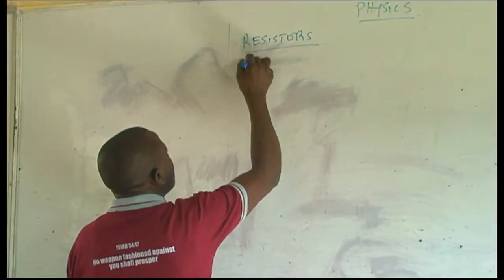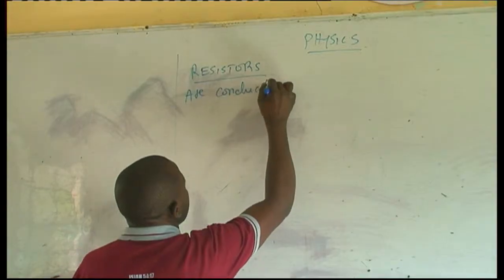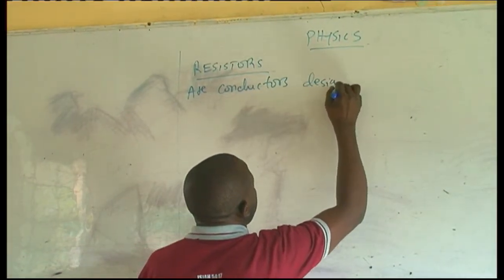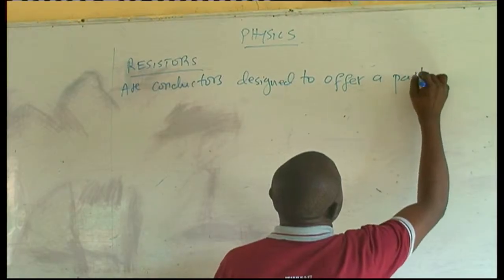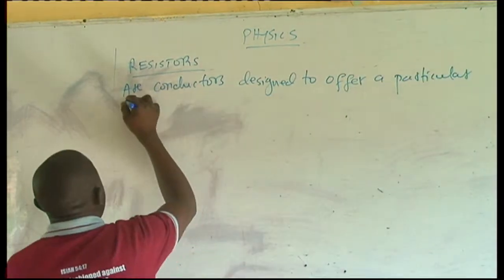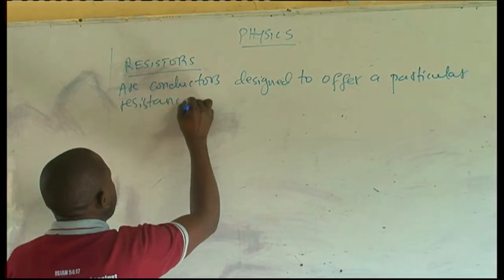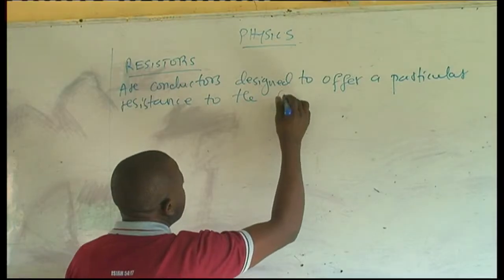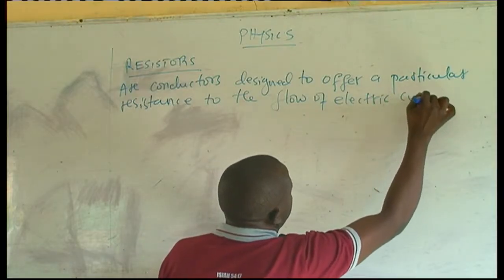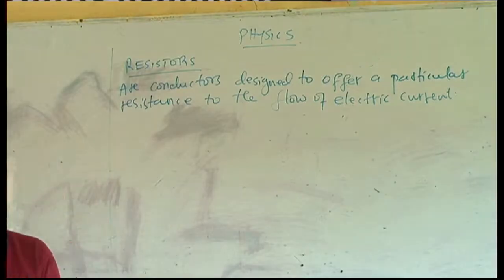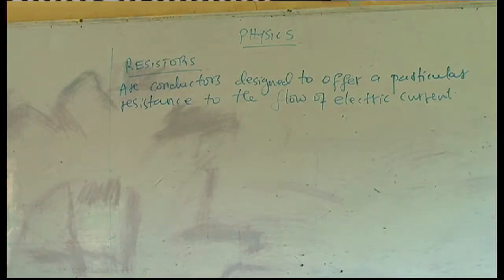So resistors are conductors designed to offer a particular resistance to the flow of current, electric current. You know, they are conductors, of course, but they are designed in such a way that they offer specific or particular resistance to the flow of electric current.